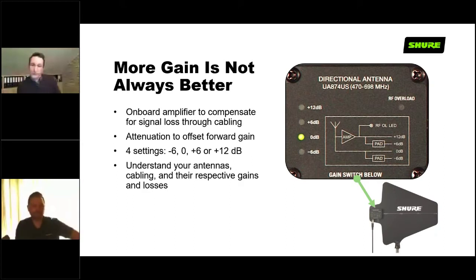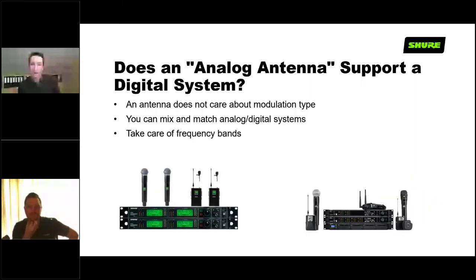So another question we get often is, I've got an analog microphone system. I'm switching to digital now. I'm changing from UHFR, for example, to QLXD or Axient Digital or any of our other systems. Can I use my antennas? Can I use my distros? Do I need new equipment?